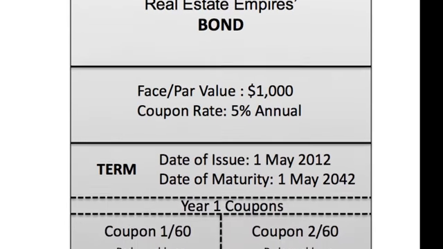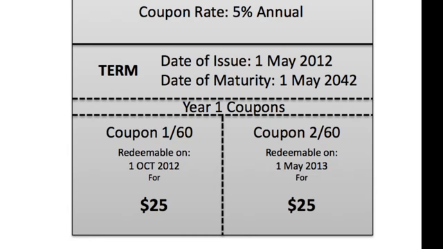And so when you look down at the bottom here, I have 2 coupons. And back in the olden days, whenever you'd buy a bond, you'd actually get a whole booklet of these coupons. Okay, and as you can see, there's a dotted line. So what Jesse would do for his first coupon, if he would have bought this back in the olden days, not right now, because everything's electronic now, but if he would have had his booklet, he would have cut out his first coupon, and he would have mailed this to the Real Estate Empire company, and he would have received the $25 check back, just as long as he would have mailed it in after 1 October 2012, which is 6 months after the initial date of issue.